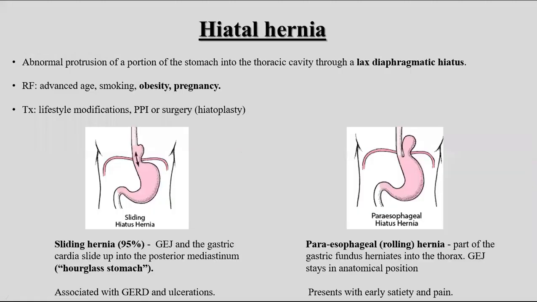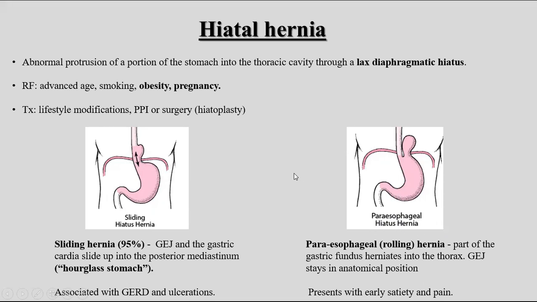Next thing we're going to talk about is hiatal hernia. Hiatal hernia is the abnormal protrusion of a portion of the stomach into the thoracic cavity through a lax diaphragmatic hiatus. In general, hiatal hernia can be of two types. It's basically when you have the stomach, which is usually present below the diaphragm, but it's moving up. You can either have a sliding hiatus hernia or you can have a paraesophageal hiatal hernia.